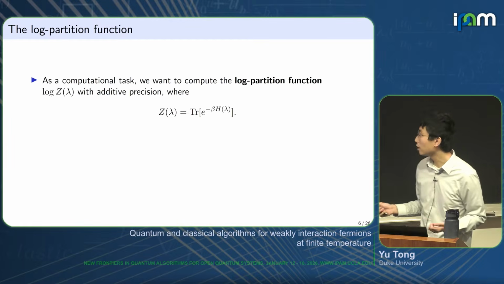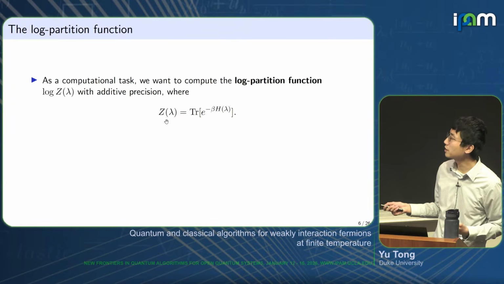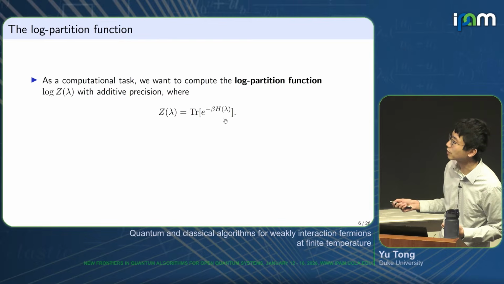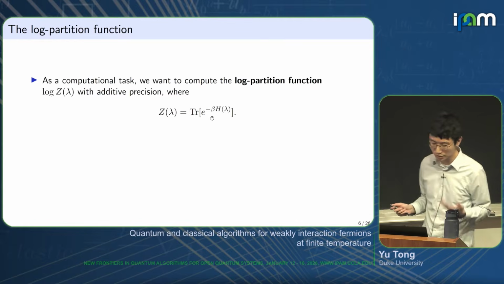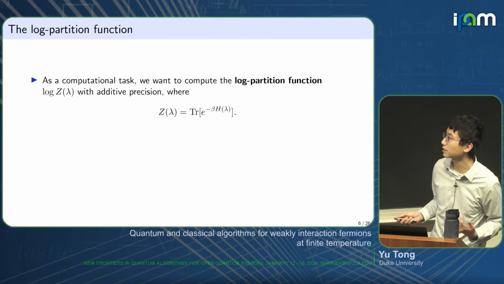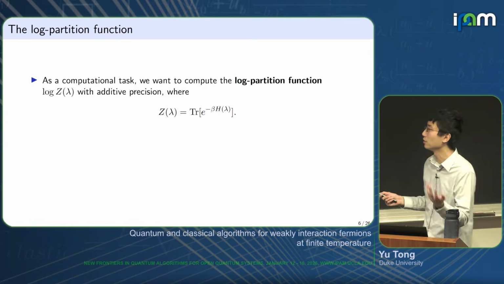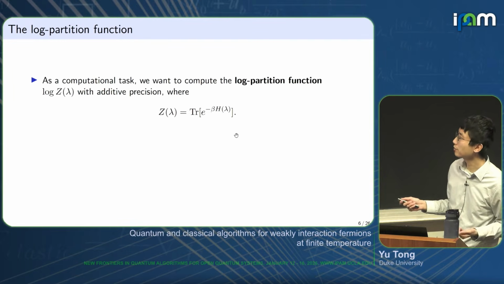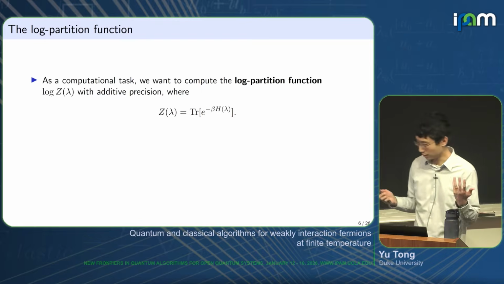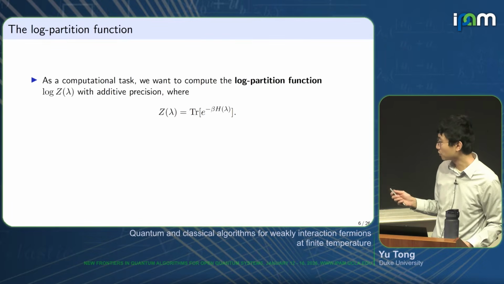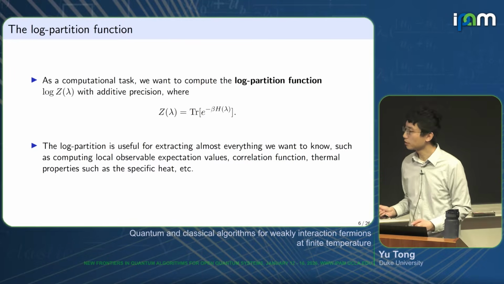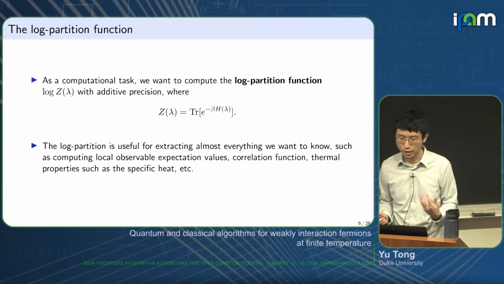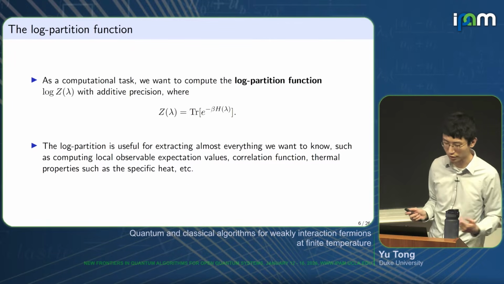So here first, the partition function, Z of lambda, is just trace e to the minus beta H of lambda. This is the typical thing you see in statistical mechanics, and also when you have quantum effects, this is what you commonly see as the partition function. We take a log of that, that's the log partition function. This is the thing we try to compute both in the quantum algorithm and in the classical algorithm I'm going to describe.